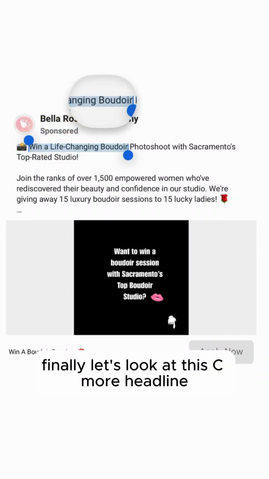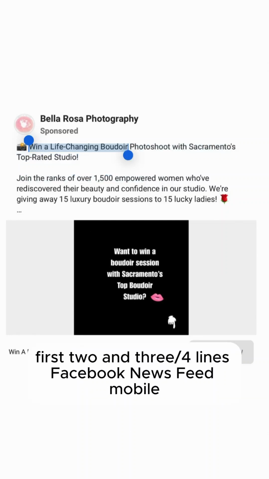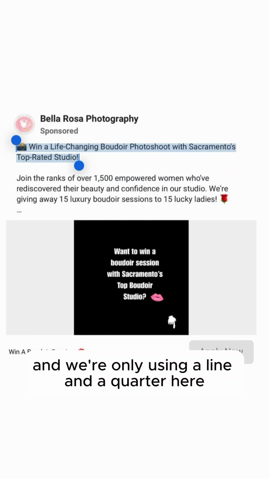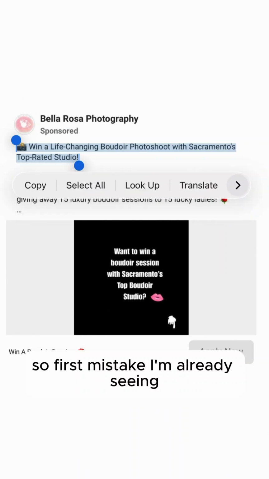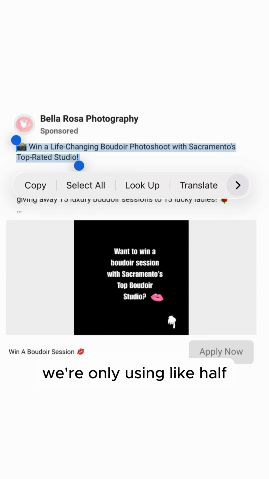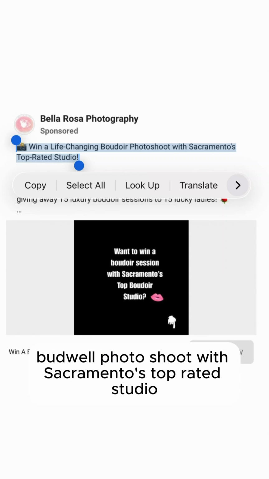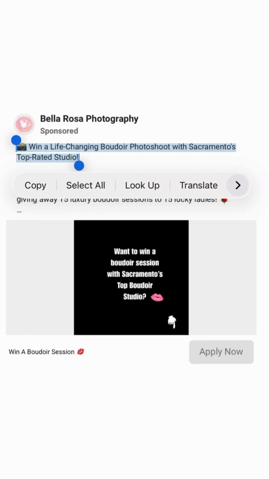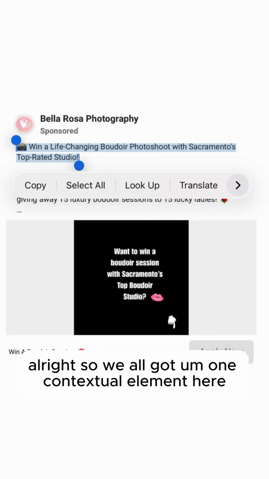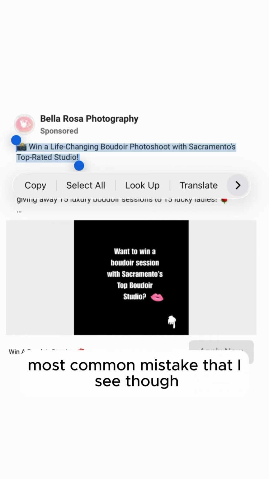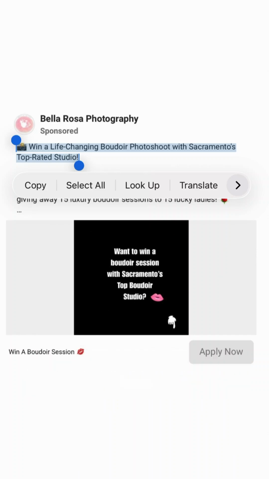Finally, let's look at this See More headline. Facebook newsfeed mobile shows the first 2 3/4 lines, and we're only using a line and a quarter here. So the first mistake I'm already seeing is we're only using about half of the space that we should be. Then it reads: a life-changing boudoir photo shoot with Sacramento's top-rated studio. So we only have one contextual element here. That's the lack of context mistake, the most common mistake that I see.